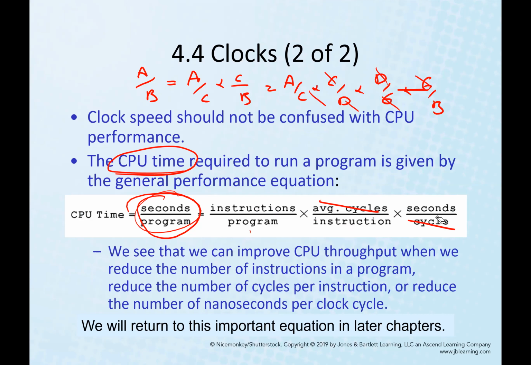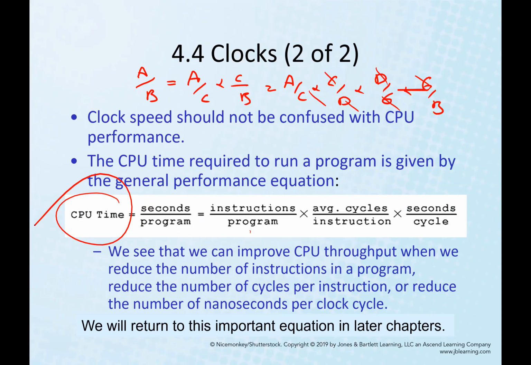Each term has a meaning. Each fraction has a meaning. The first one says how many instructions we have in a program. The second term says how many clock cycles we need per instruction. And the third term says how many seconds we need per cycle, which is the clock cycle. If we multiply these three together, the outcome is the CPU time. The less CPU time, the faster the calculations.